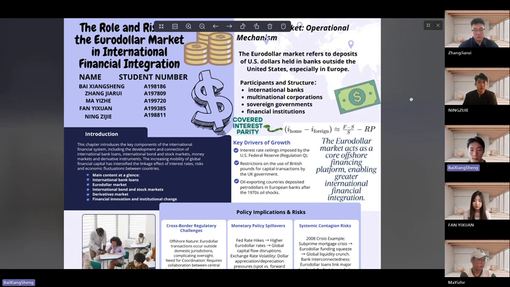So, in summary, the Eurodollar market is a foundational element of global financing. It supports trade and investment by enhancing US dollar liquidity worldwide, but it also limits national policy autonomy and heightens systemic risk. Understanding this market helps us better grasp how financial globalization works and where its vulnerability lies.